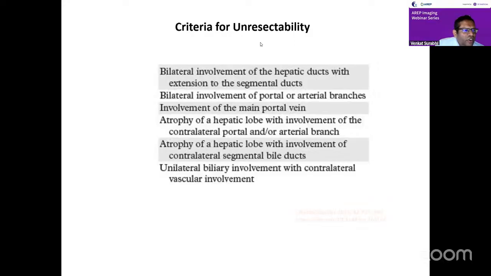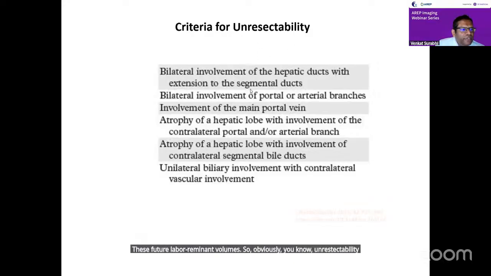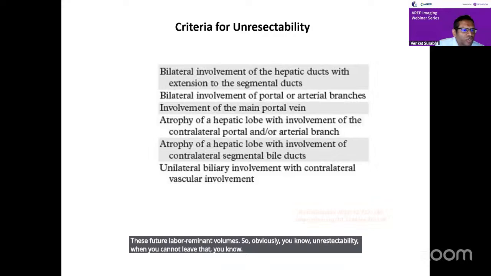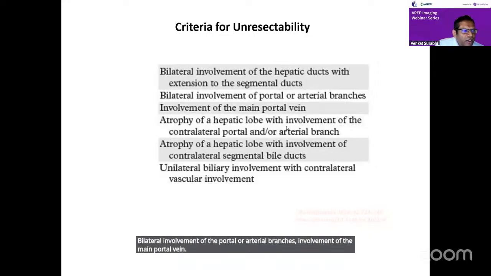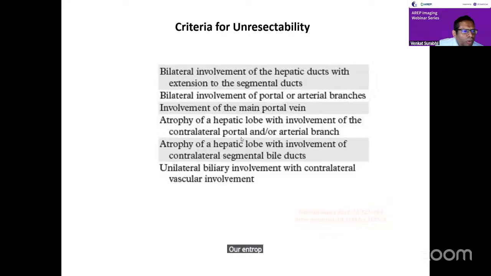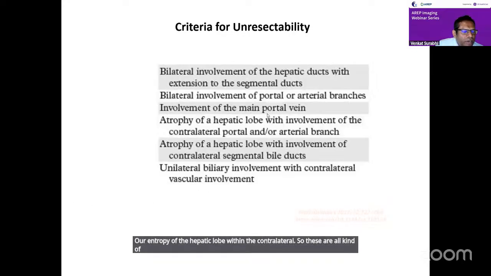So obviously, unresectability is when you cannot leave 20 to 40% of the future liver remnant without disease. Meaning, suppose there is involvement of both sides, right and left hepatic duct, that is a contraindication. Bilateral involvement of the portal or arterial branches, involvement of the main portal vein, or atrophy of the hepatic lobe with involvement of the contralateral. So these are what we traditionally used, but now the thinking is all about the future liver remnant.